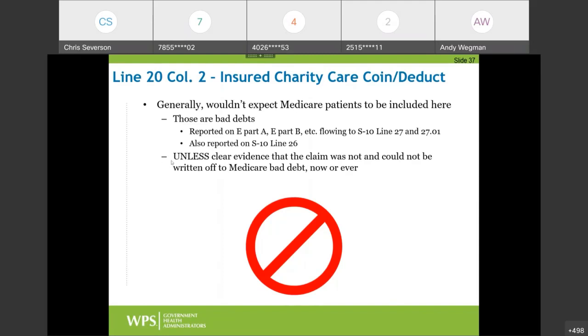What we'd want to see is some sort of evidence of why you didn't include it as Medicare bad debt. Did you not meet the requirements for Medicare bad debt? Was that why it wasn't included? Because if it's still eligible for Medicare bad debt, and if you've met all the requirements, then there's an extremely high risk that this claim could be included here, and then maybe in a later year be written off as a Medicare bad debt as well, which certainly wouldn't be allowable. So we'd really scrutinize that scenario.